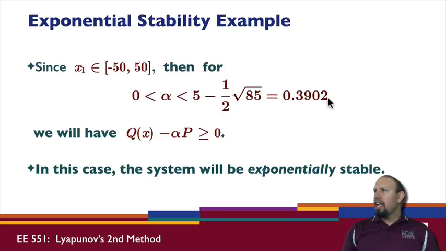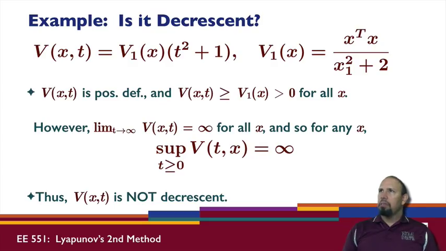And so notice that here I have a number, and so alpha between 0 and this number guarantees my system will be exponentially stable. Notice that this number is smaller than the number we got for the quadratic stability. So anyway, we have that condition. So we've shown quadratic stability and exponential stability for the same system.